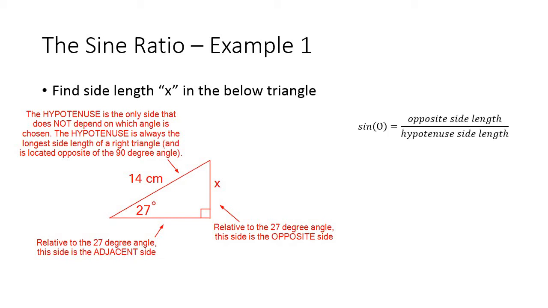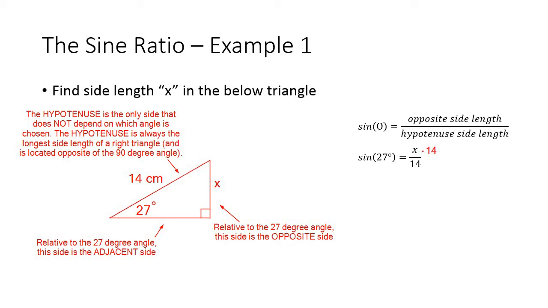Because we're dealing with the opposite and the hypotenuse side lengths, we're dealing with a sine ratio here. Let's plug in what we know. 27 is the angle, x is the opposite side length, 14 is the hypotenuse side length. Now we need to solve for x, so we do this by using algebra. The only way we can get rid of that 14 on the right-hand side, because we want x by itself, is multiplying by 14 on the right-hand side. So those two 14s will cancel.